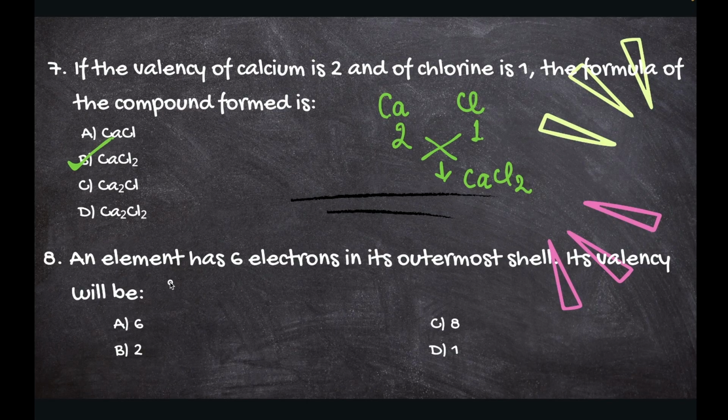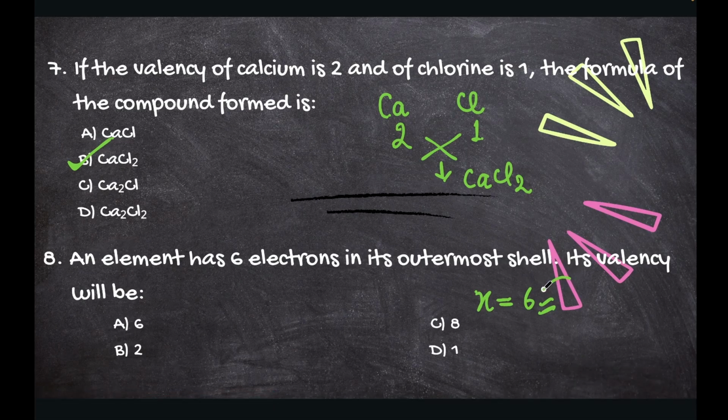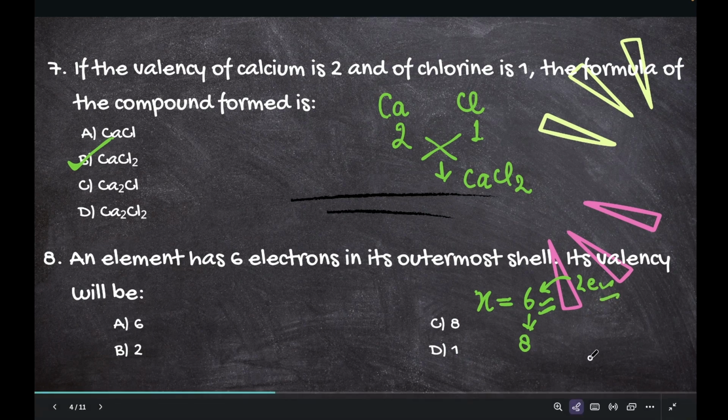In the next question, an element has 6 electrons in its outermost shell. Its valency will be? Suppose there is an atom X which has 6 electrons in the outermost shell. That means there are 6 valence electrons. It tends to gain 2 electrons to complete its octet. So its valency will be 2. So the answer will be B.